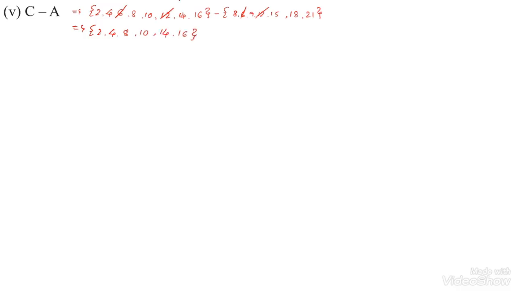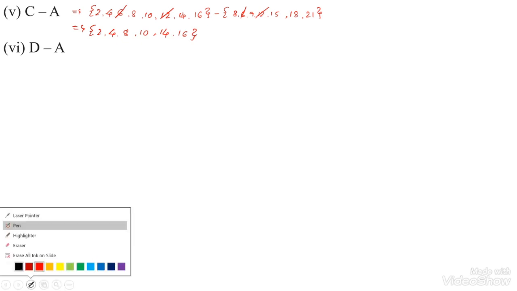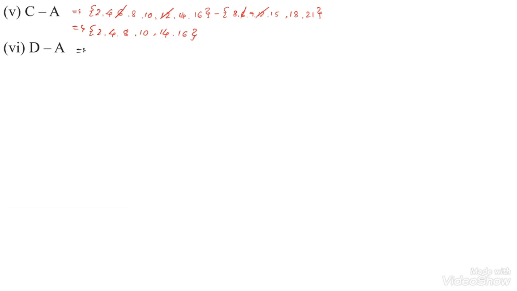Next question. D minus A. First, I have written the set D: 5, 10, 15 and 20. What are the elements of set A? 3, 6, 9, 12, 15, 18, 21. The common element is 15. So I have to neglect it. After that, 5, 10, 20. This is the result of the given set.